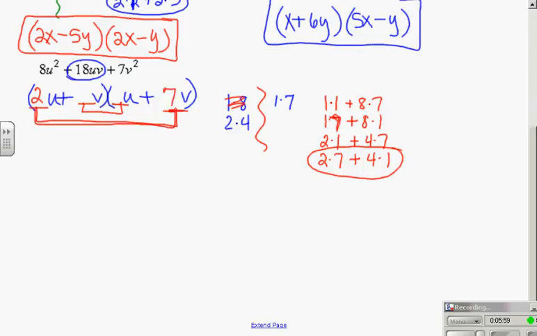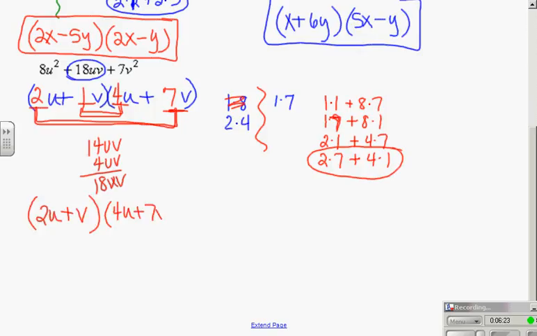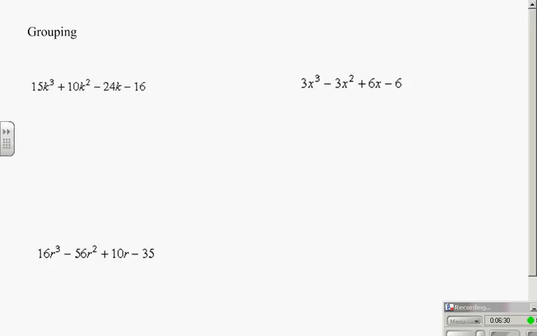That means its 7 factor partner needs to go in the back so that I get 14UV. My other factor of 8 then is 4. It needs to be multiplied by 1 to make 4UV, which gives me my 18UV. So my cleaned up answer is (2U + V)(4U + 7V) for your completed answer.